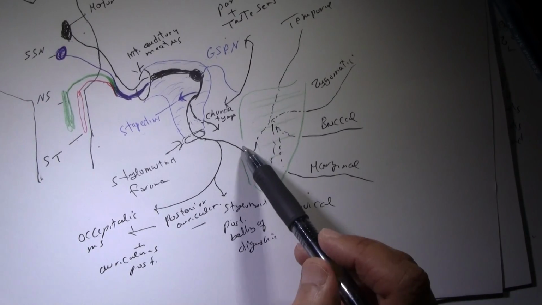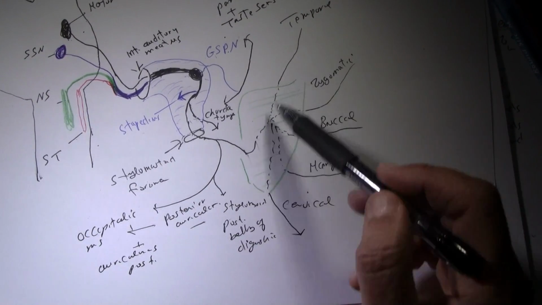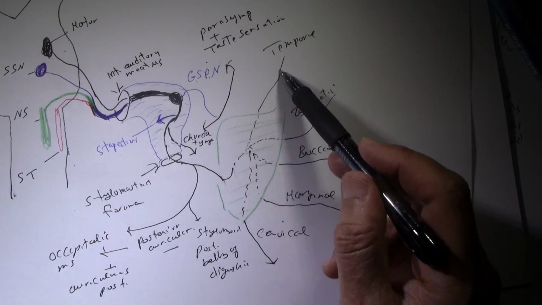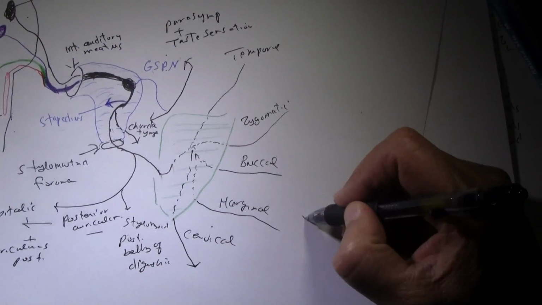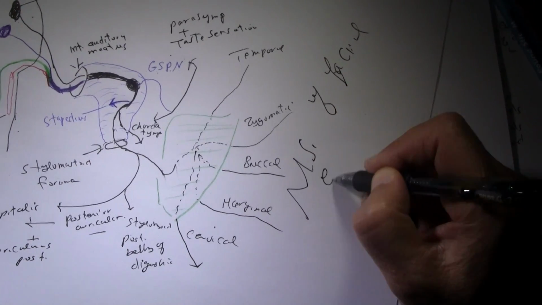Then it penetrates the posteromedial surface of the parotid gland where it divides into the 5 terminal branches, and those branches supply the muscles of facial expression.